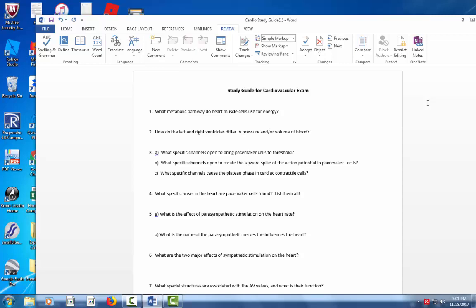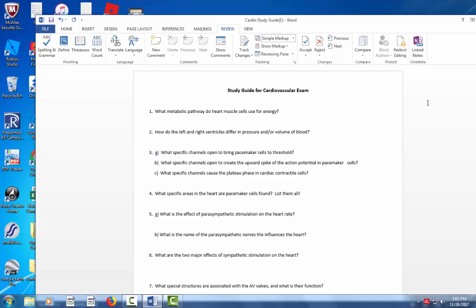All right, number four, what specific areas in the heart are pacemaker cells? The AV and SA node. SA node, AV node, what else? Purkinje fibers. Purkinje fibers, bundle of His, bundle branches. Bundle branches, yep, all of those. So they're the ones that are going to have that pacemaker potential in your PowerPoint that never has a flat line. It always drifts and then spikes up, comes down, drifts up, spikes up, comes down.